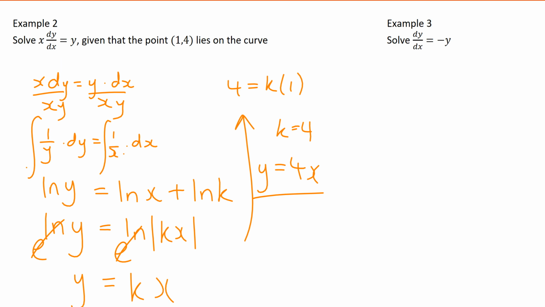If it was log y equals log x plus c, then would the answer come out as y equals x plus c to the power of e? Your answer would be different. You just have to remember that at this stage. Because wouldn't it just give us a different c?